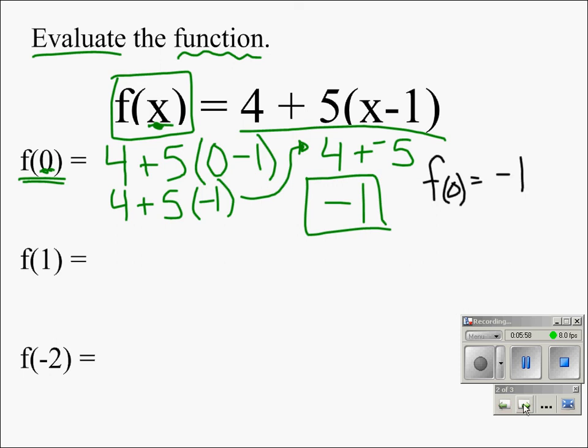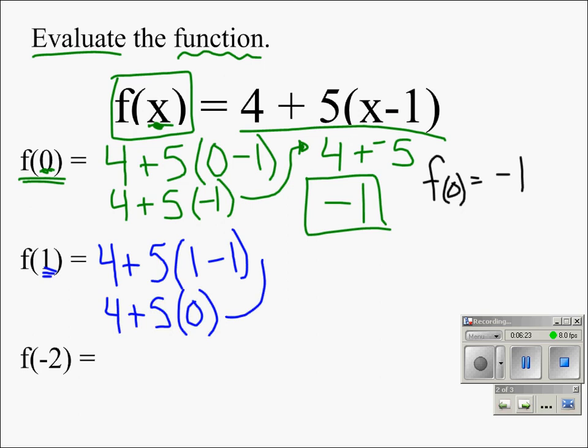Let's look at another one. Let's do f of 1. Again, the x got replaced with a 1 in the parentheses right here. So that means anytime I see an x in the equation, I'm going to put a 1 there. 4 plus 5 times, oh, I see an x. I'm going to replace it with a 1. And now I get to solve it, starting with parentheses. 1 minus 1 is 0.